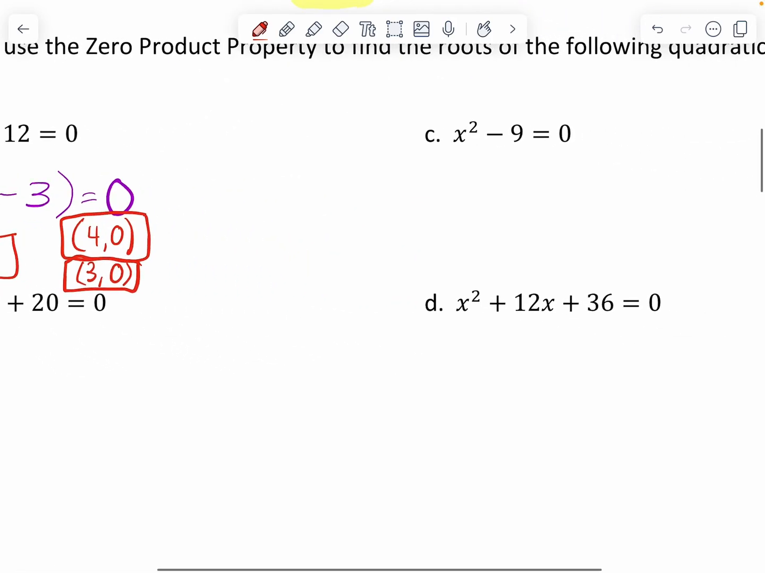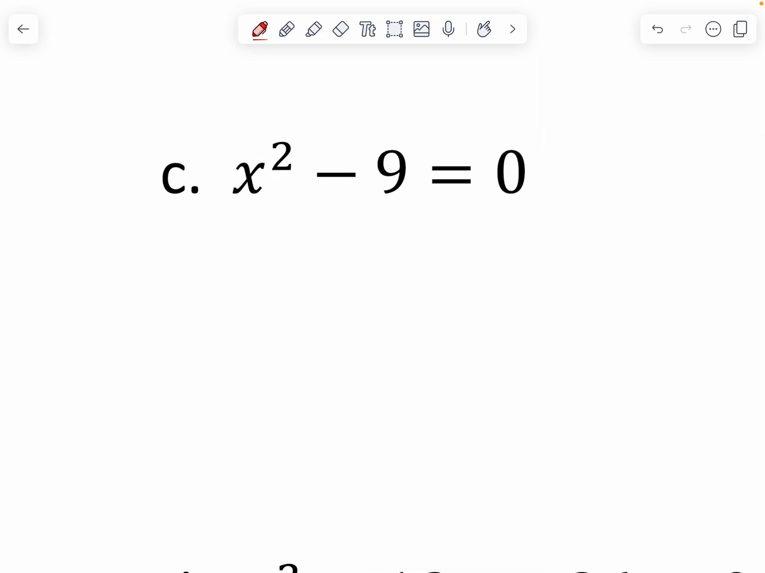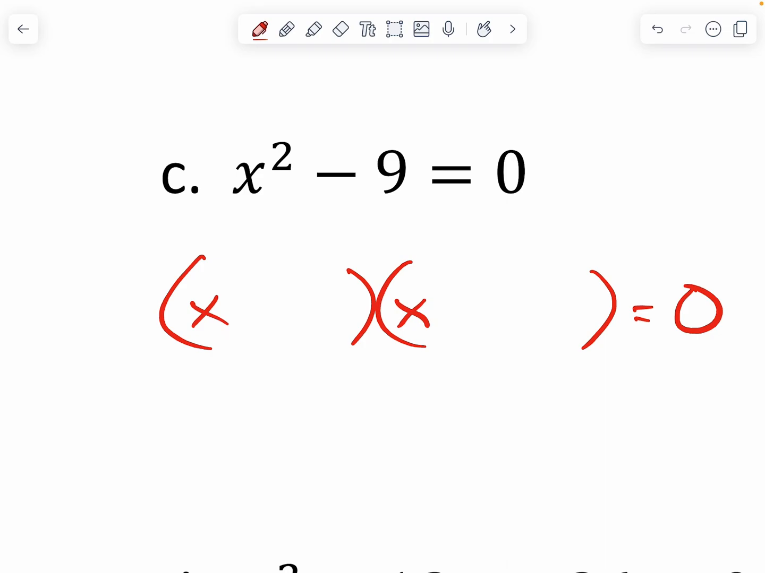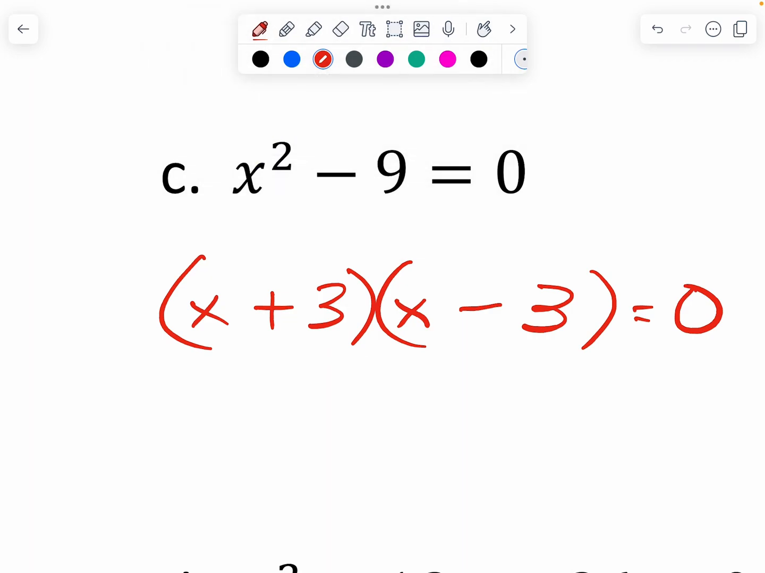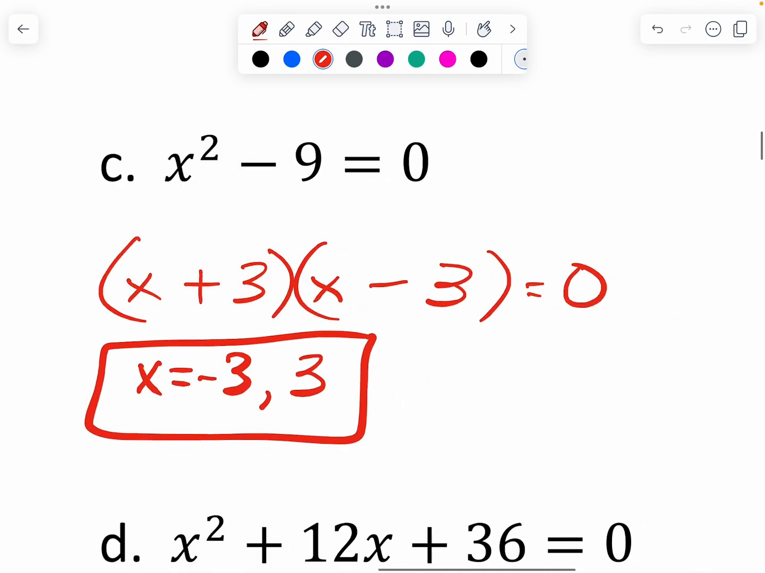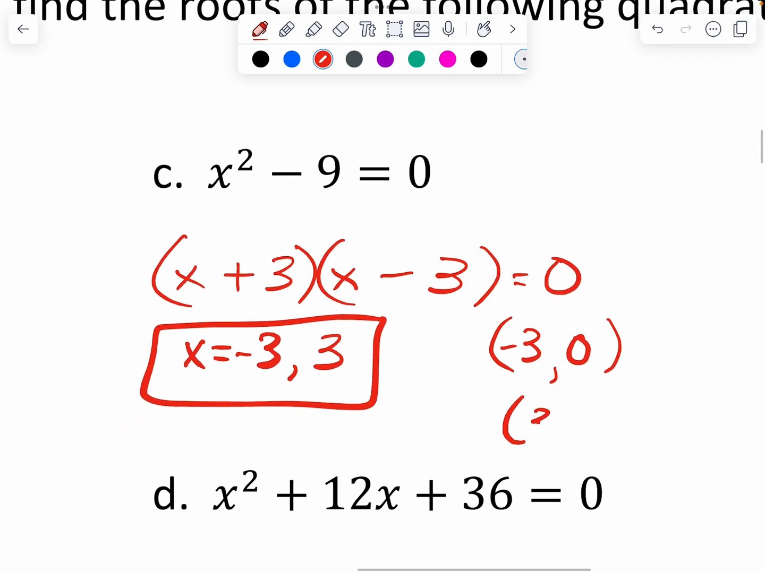So in this case right here, I notice there is no GCF. This is difference of squares. The square root of x squared, or what times what is x squared, is x times x. The square root of 9 is 3. In order to multiply to get a negative, one must be positive, one must be negative. Now what would make each of these parentheses 0? X equals -3 for the first one, and x equals +3 for the second one. You can leave your solutions like that. If you're trying to figure out the ordered pairs of where they go when they're graphed, it's -3, 0 and +3, 0.